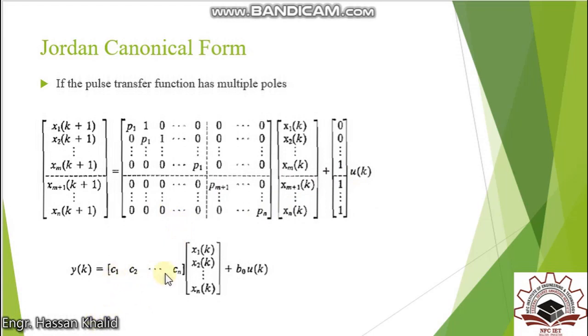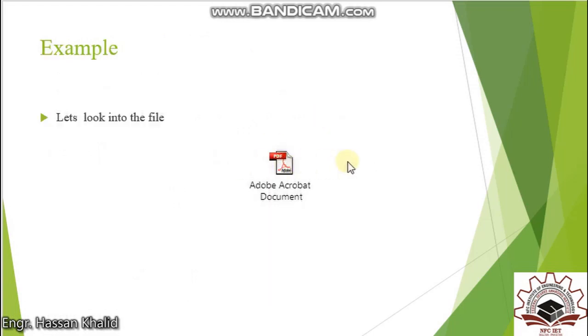However, C1 and C2 are the same as those discussed in the previous case, just by taking the impulse transfer function and resolving it into partial fractions, and the values of C1 and C2 will be the same as the values of A, B and C and so on. Now consider the example attached in this document.